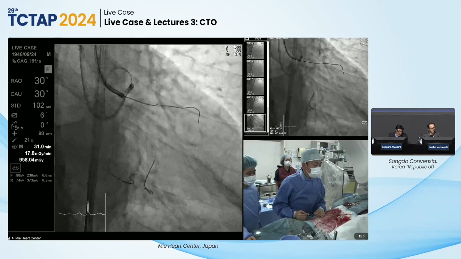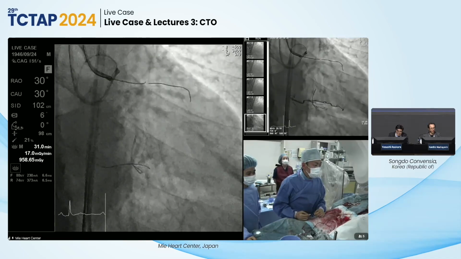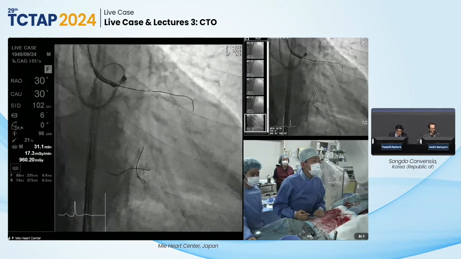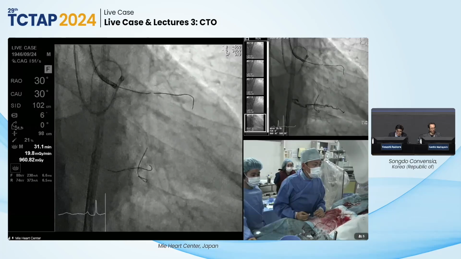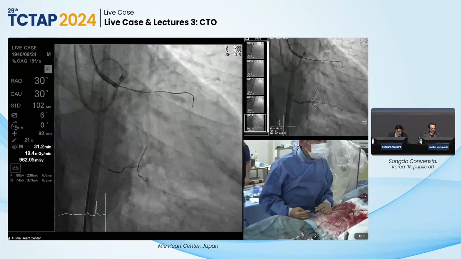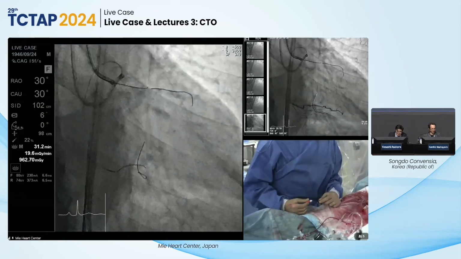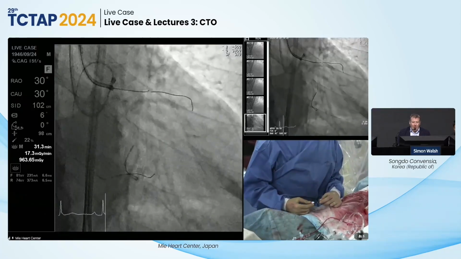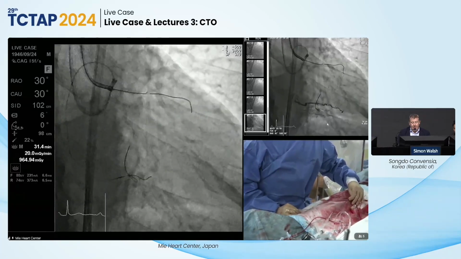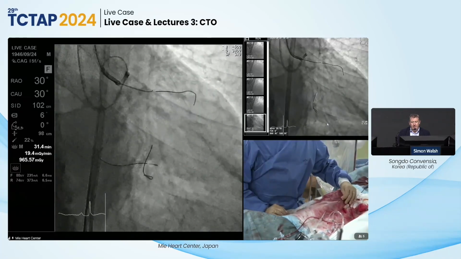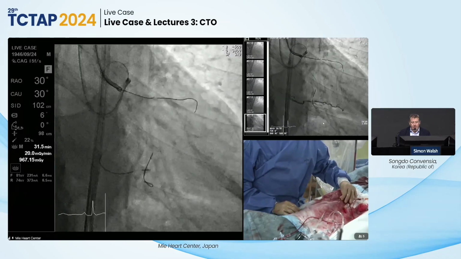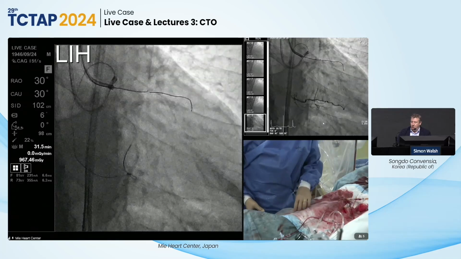So at the moment, which wire might you have? A Xeon wire? Yes. Xeon, okay. Xeon wire, Caravelle, and yes. I think a problem we all face at the very early part of the RCA to LAD collaterals is there's often quite significant tortuosity in the proximal part. I found the SUOH to be helpful sometimes to get past that first little bit, and then you can switch to Xeon black or whatever you like.